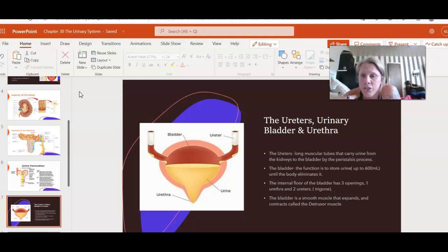So the function of the bladder is to basically store the urine, up to about 600 milliliters, until the body eliminates it. The internal floor of the bladder has 3 openings, 1 urethra and 2 ureters, also known as the trigone. The bladder is a smooth muscle. It expands and contracts. Obviously, if you have more urine, it's going to expand. The less urine you have, it will contract. And that muscle is called the detrusor muscle.